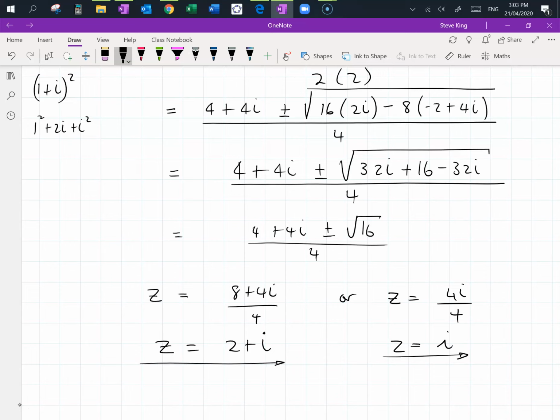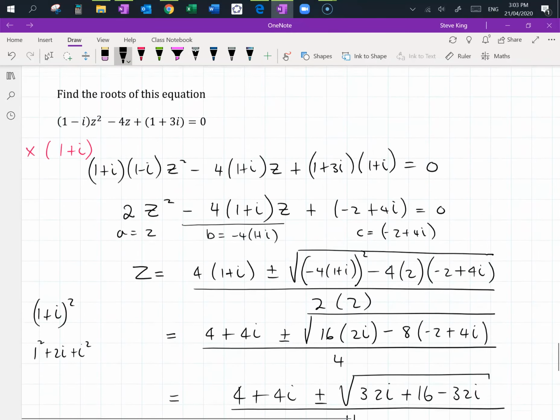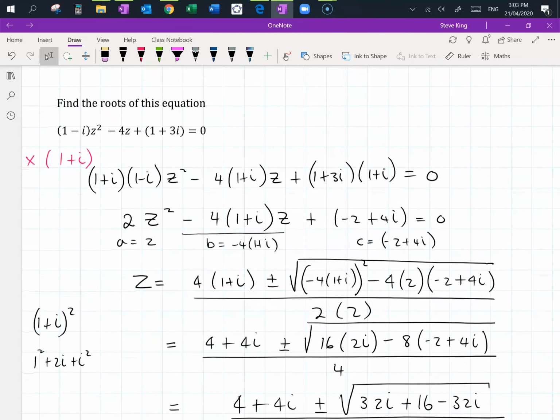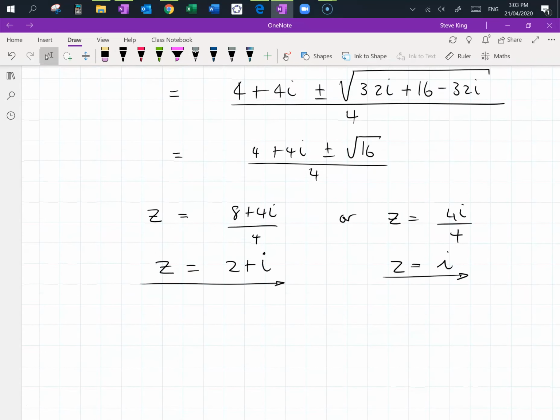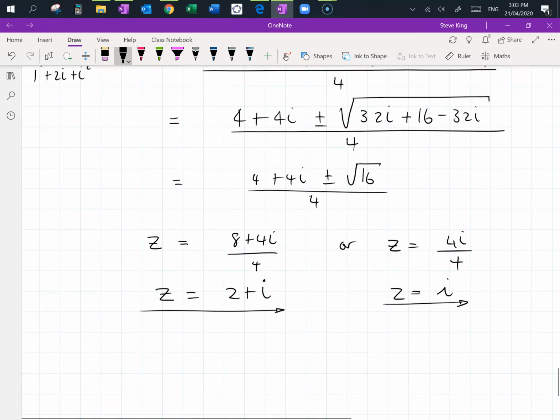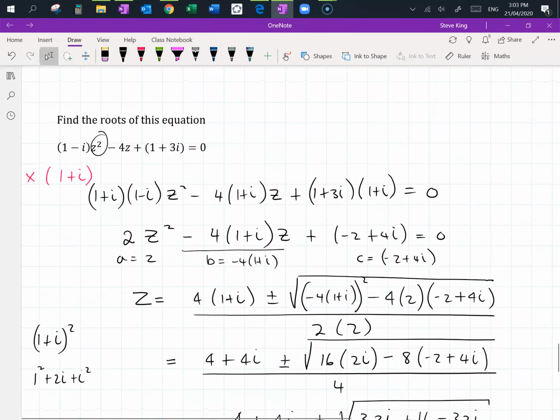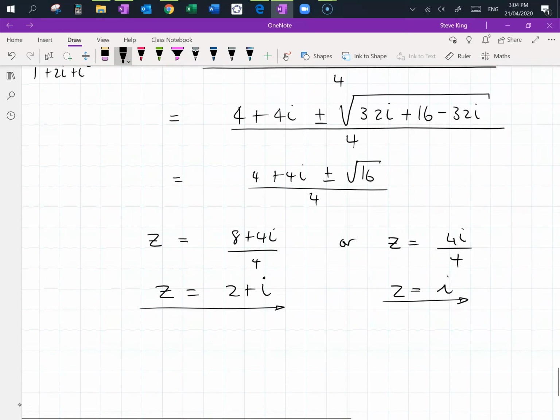Now notice here, I've got two solutions, which is what I would expect when I deal with a quadratic. The power is 2, so I'd expect to get two solutions. But this time, the two solutions are not a conjugate pair. And the reason for that is because the coefficients of the terms over here were complex numbers. If the coefficients are complex numbers, you will not get a conjugate pair of solutions.